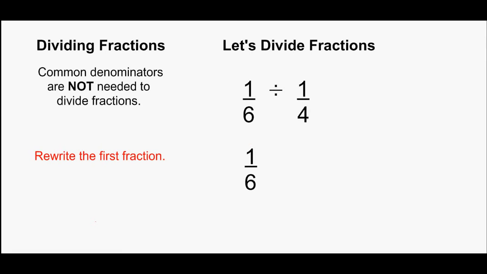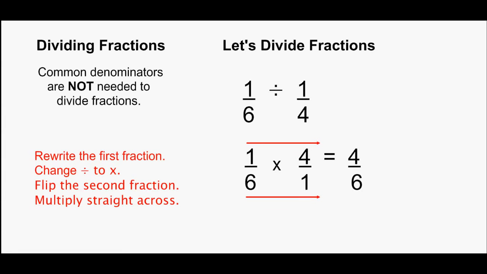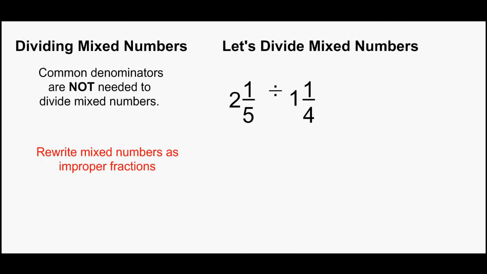Here's another example. 1/6 divided by 1/4. I rewrite the first fraction 1/6, change division to multiplication, and flip the second fraction. Multiply straight across. Our answer is 4/6. Remember to reduce. 4/6 equals 2/3.